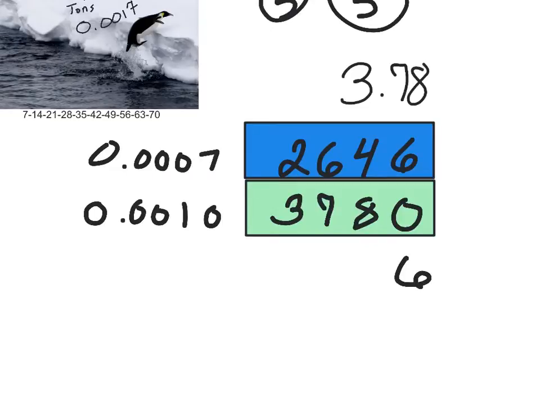And then you have 4 plus 8 will give you 12. Drop your 2, carry your 1, and now you've got 1 plus 6 is 7, plus 7 is 14. So drop your 4 and carry your 1. And now you've got 1 plus 2 is 3, and 3 plus 3 is 6, right? So I've got 6 here.